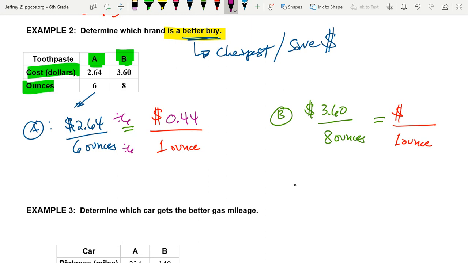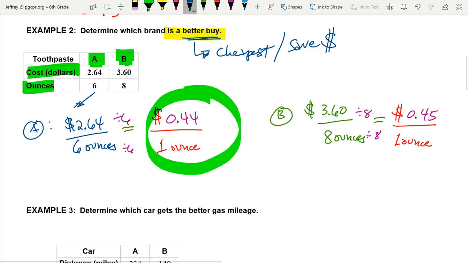How about brand B? $3.60, we're dividing this by 8. And you will get exactly 45 cents, right? So which one's cheaper? Yep, brand A is cheaper. So you're going to say brand A is a better buy. And we always compare prices when we go to the supermarket.